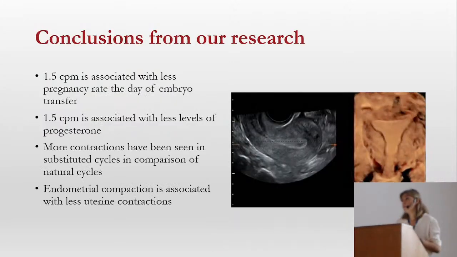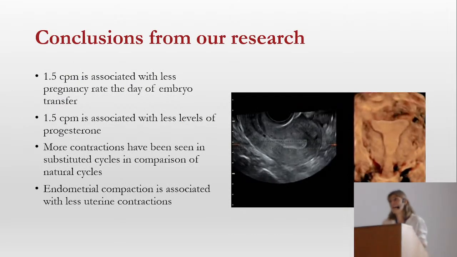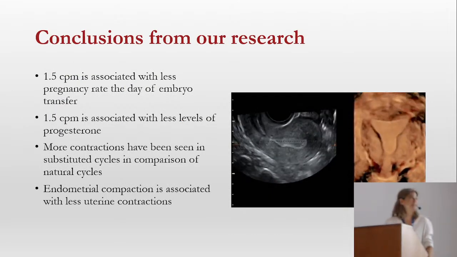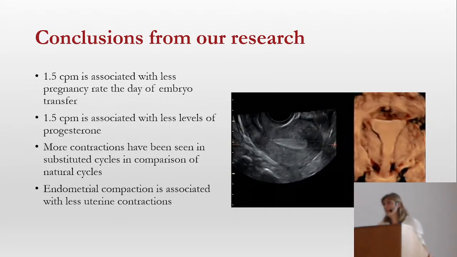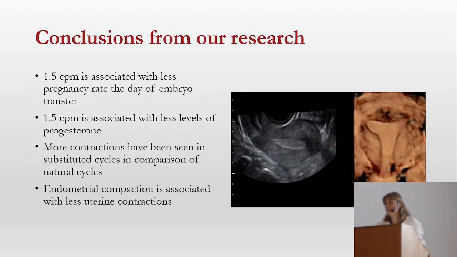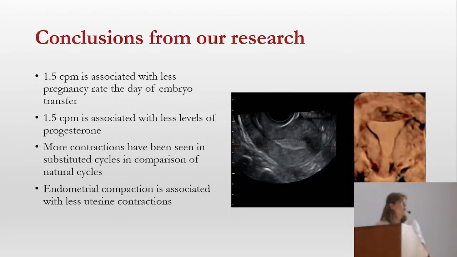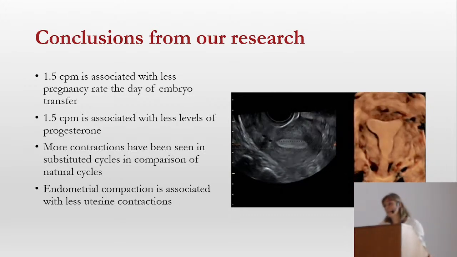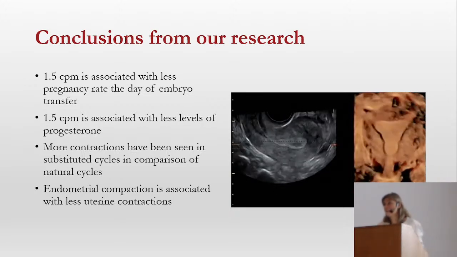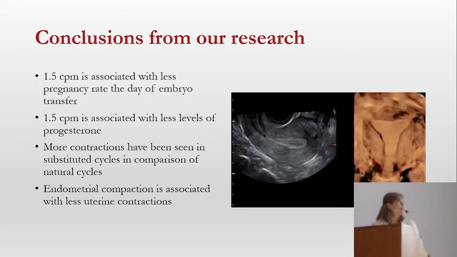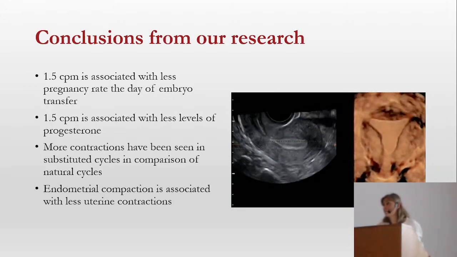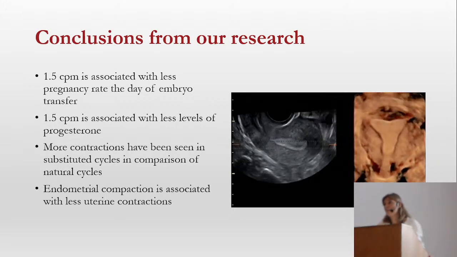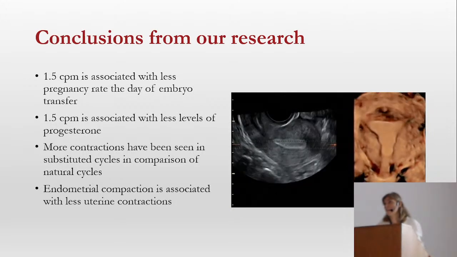So our conclusions in our research until now, because we are increasing the number of patients, are: more than 1.5 contractions per minute could have a detrimental effect on our outcomes. Then, more than 1.5 contractions per minute seems associated with lower levels of progesterone. Then more contractions have been seen in these substitute cycles in comparison with natural cycles. And compaction seems to have a protective effect against contractions.